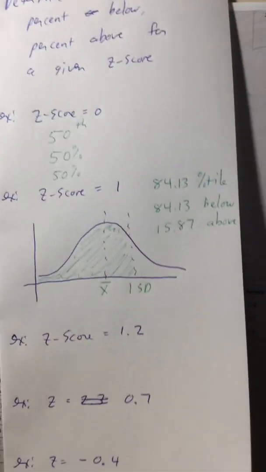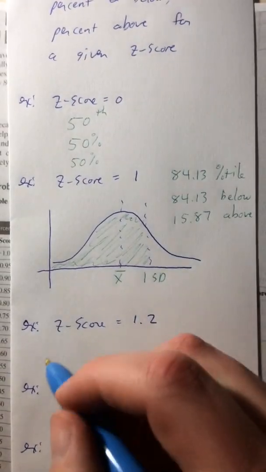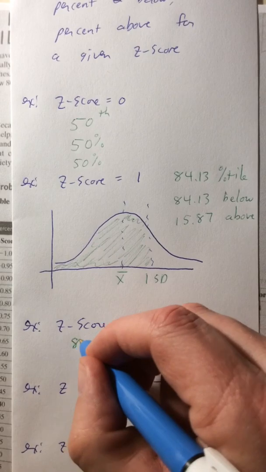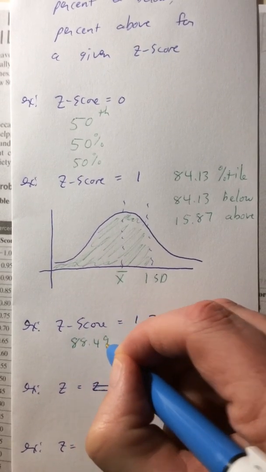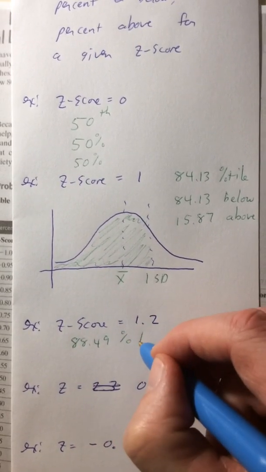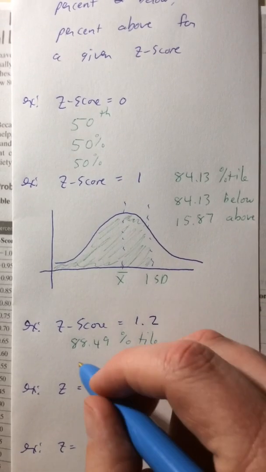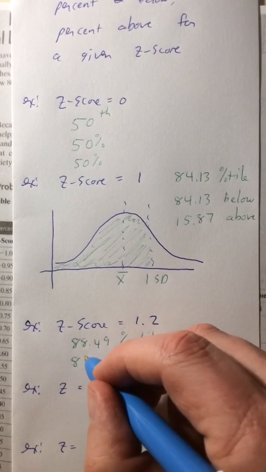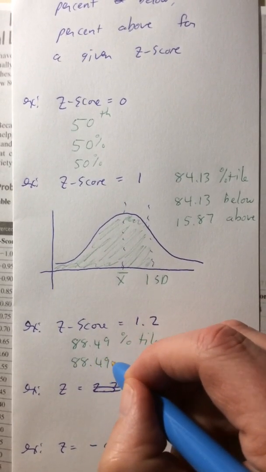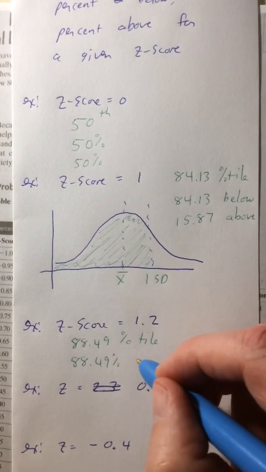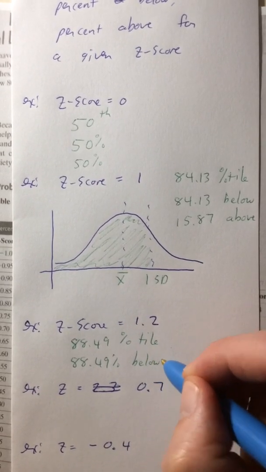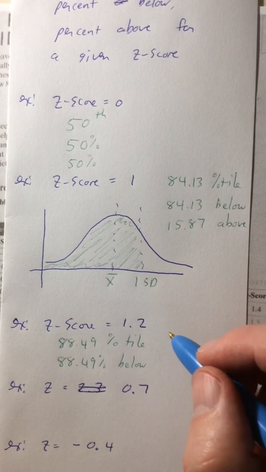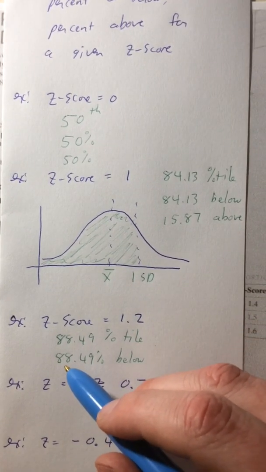So that is our percentile there. So a z-score of 1.2 is the 88.49 percentile. And how many above? Or how many below, I mean? You guessed it. 88.49% below. And what percent is above? Well, that's going to be 11.51.